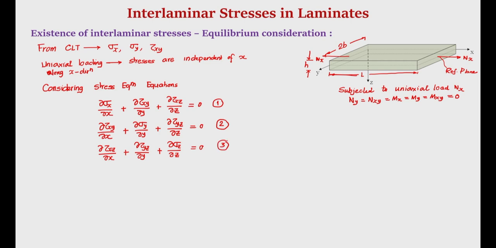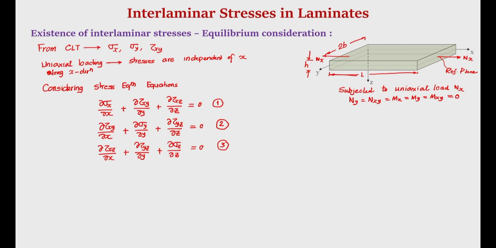Now, since we have considered a uniaxial load and assumed that the stresses are independent of x, the partial derivative with respect to x can be made 0, and therefore equation 1 implies del tau xy del y plus del tau xz del z is equal to 0, since del sigma x del x is equal to 0. This gives us del tau xz del z is equal to minus del tau xy del y.